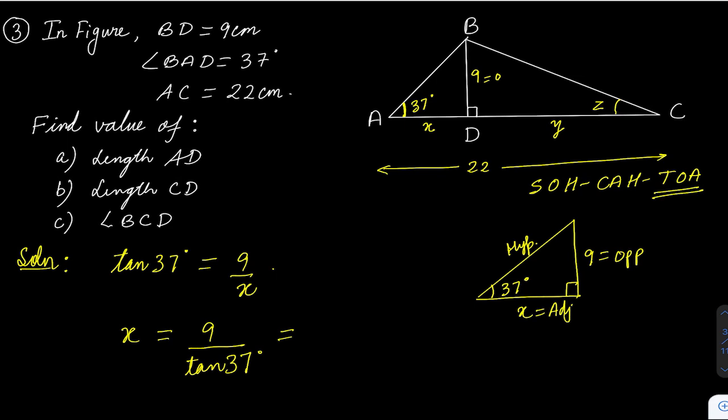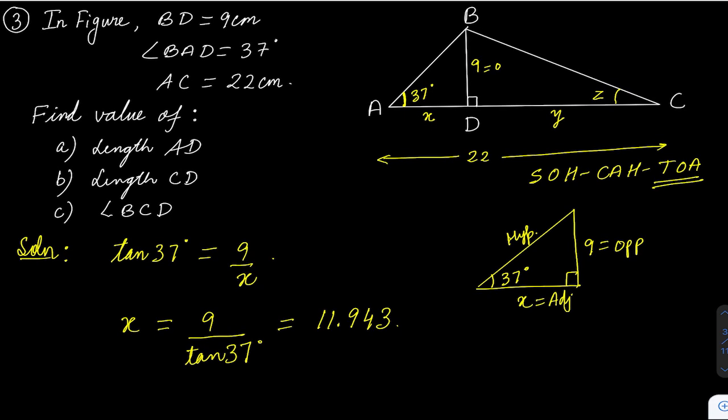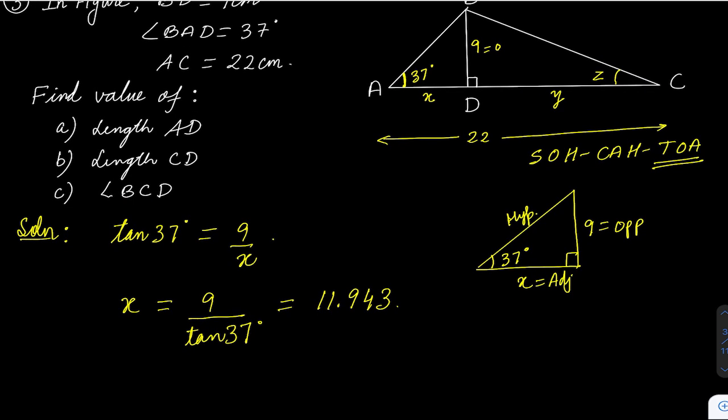So let's find this value. 9 divided by tan of 37 degrees, which is coming out to be 11.943 approximately. So this is my answer for x. Now I need to find y. That is simple, because we know that x plus y is nothing but side AC, which is 22. So from this, I can say my y value is 22 minus this, that is 10.056 centimeter. So this is my x, this is my y.